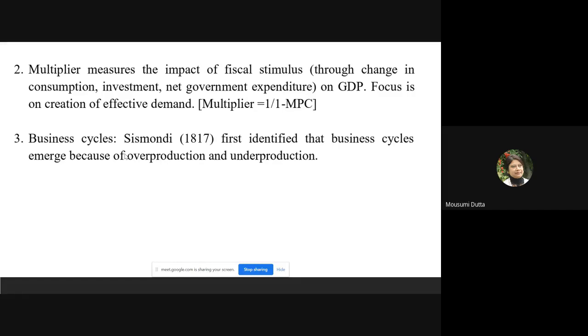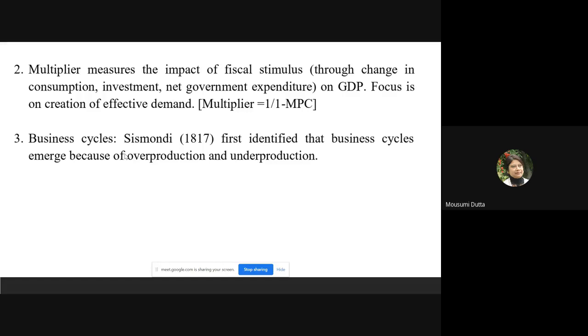So there will be an equilibrium level of income. If income moves above this, this is the idea of overproduction. If income falls below the equilibrium level, we call this underproduction. If we look at the time path of income, Sismondi for the first time indicated that you will find this kind of circular movement. The income path will go above the equilibrium income, then come below the equilibrium income, and so on. So this is the idea of business cycles in the context of macroeconomics.